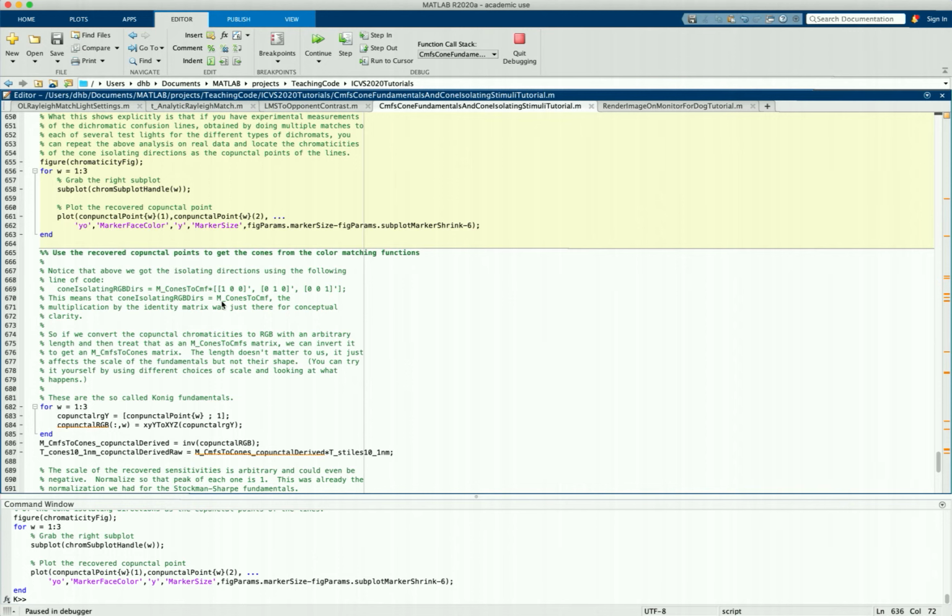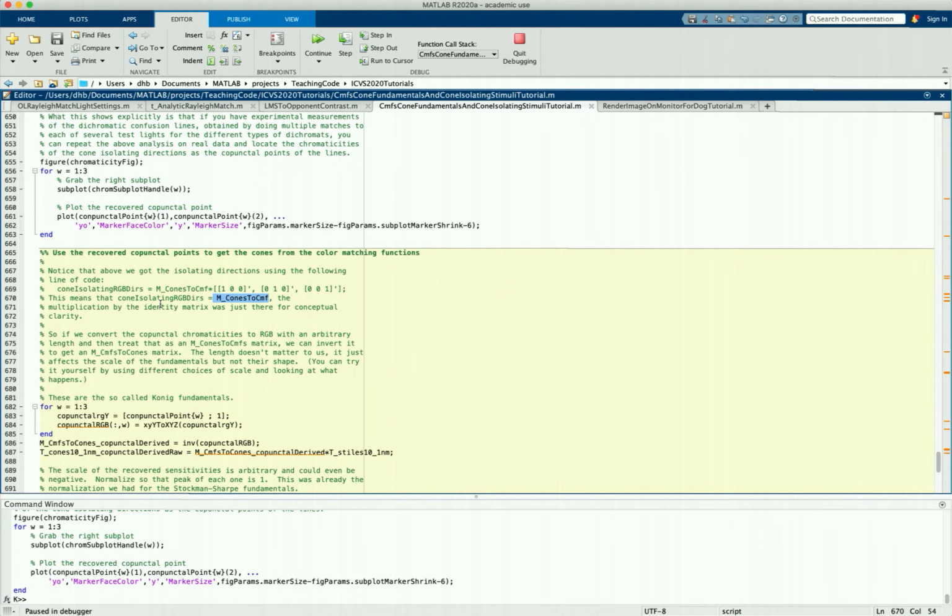So up above, we noted that we could calculate, in fact we used this line of cone, the cone isolating direction RGBs were given by the matrix M cones to color matching functions applied to 1, 0, 0 transpose, 0, 1, 0 transpose, and 0, 0, 1 transpose. And we note that this is just the identity matrix, so that this matrix M cones to color matching function is interpreted as having in its columns the cone isolating RGB directions.